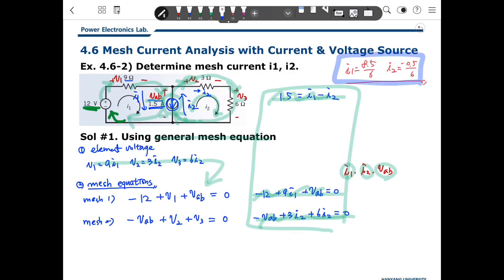Which is simpler? Actually, they are the same thing. It's not different, because the mesh equation is very simple. The mesh is very common. Whatever you do, it's your choice. It depends on you.